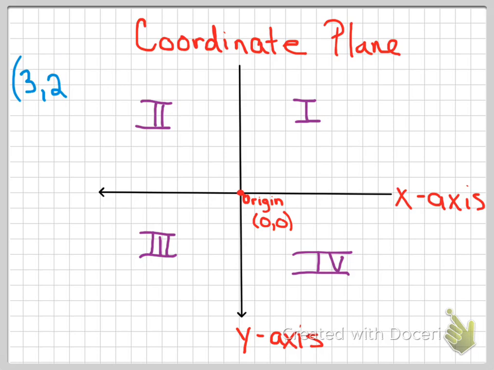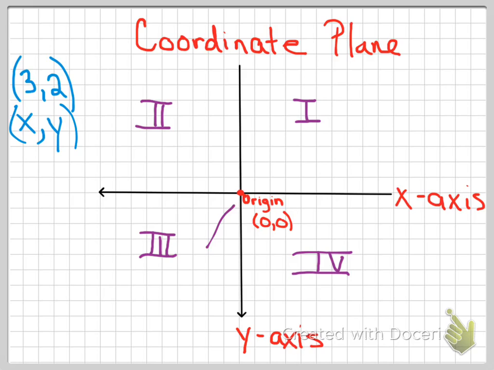All right, now let's look at this point. (3, 2). Now this is what I call a coordinate or an ordered pair. Okay, it goes by either one. These are my directions. This tells me where to plot the point on my coordinate plane. The first number is my x value. The second number is my y value. So let's think about this practically for a minute here.